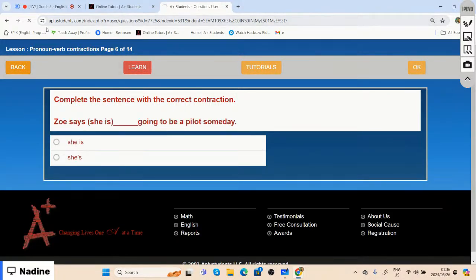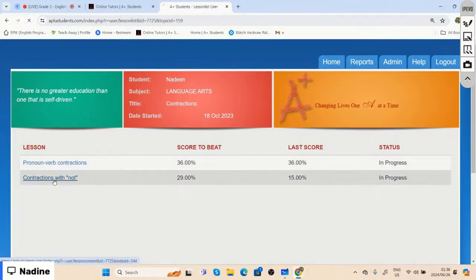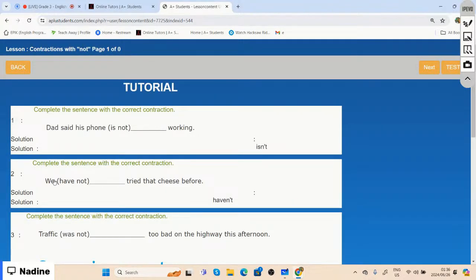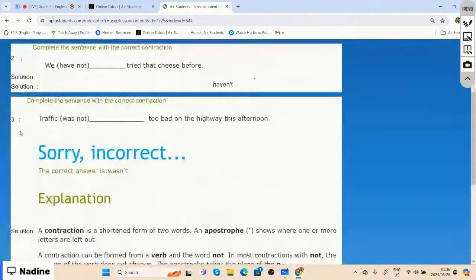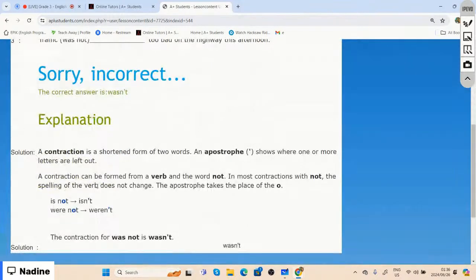All right, so now we're going on to the lesson where we say contractions with not. That is words like wouldn't, don't, couldn't, shouldn't, isn't, haven't. It's words with not, or contractions with not. It says we need to complete the sentence with the correct contraction. But before we go to that, we said a contraction can be formed from a verb and the word not. And in most contractions with not, the spelling of the verb does not change.